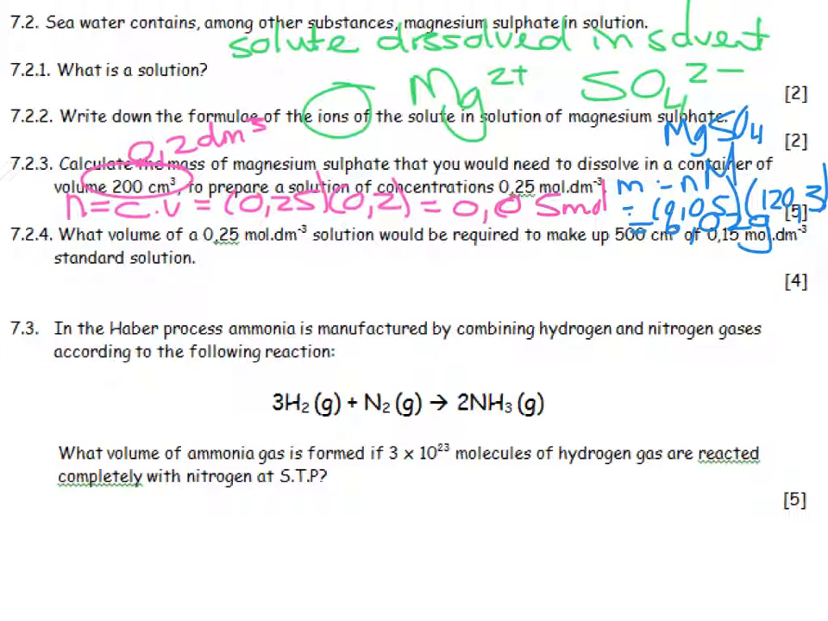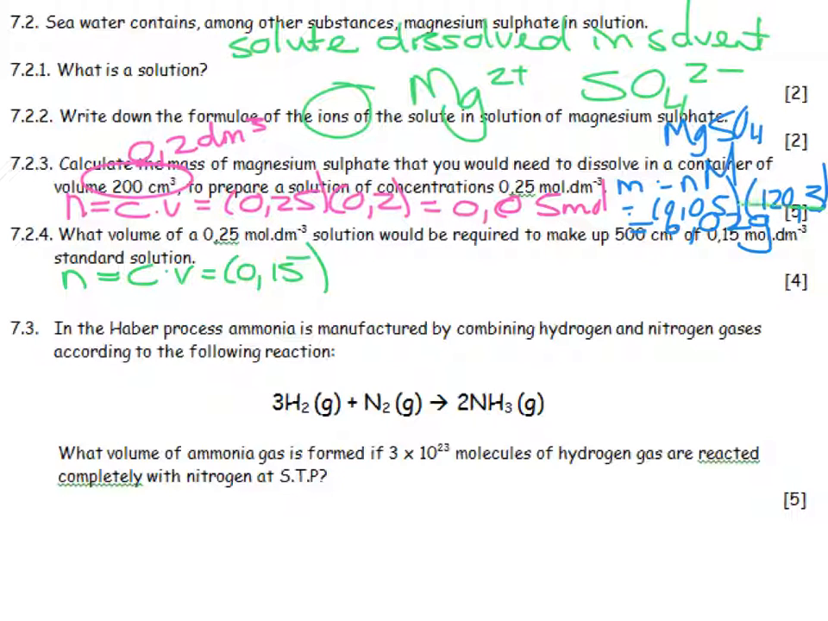And I land up with an answer of 6,02 grams. Now it says what volume of that solution is required to make up 500 centimeters cubed of a different solution. So the first thing I'm going to do with my standard solution is I'm going to say number of moles that I'll have at the end is equal to the concentration times the volume.